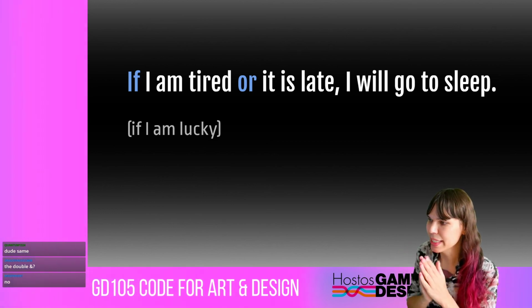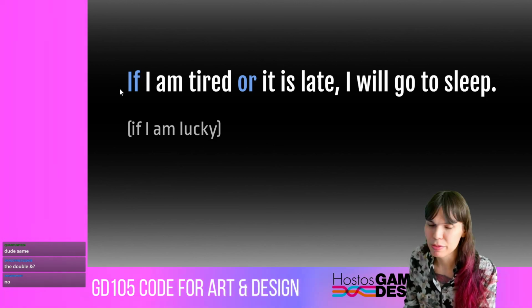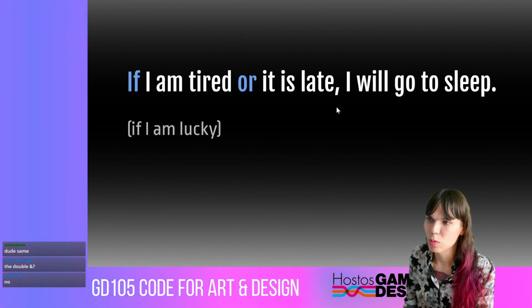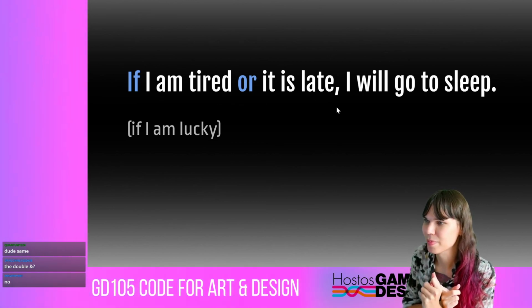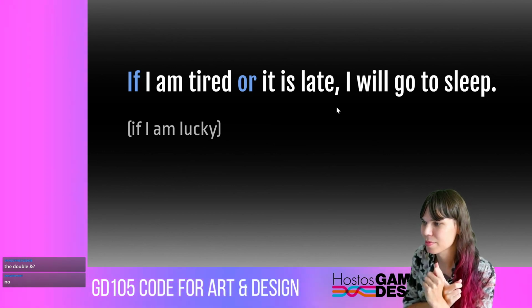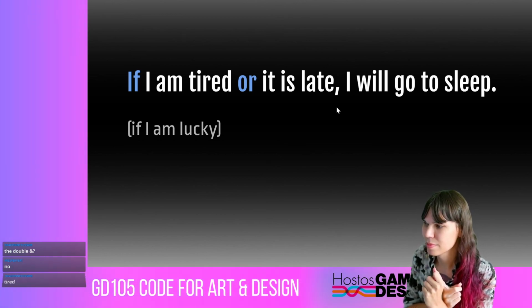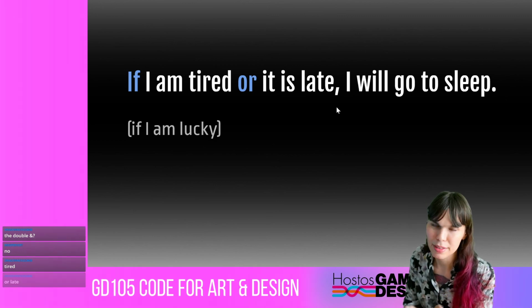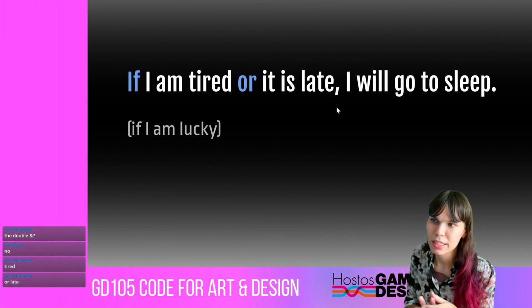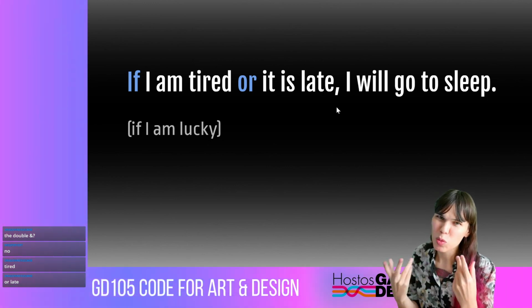So we have a new thing here, a new keyword. The new keyword is or. So we have the if, which is proposing a conditional statement. And then we have two conditions here. What's the first condition? So the first condition is tired, and then the second condition is late, right? So when we say that one of those conditions or the other one must be true, we're saying that only one of the two must be true.